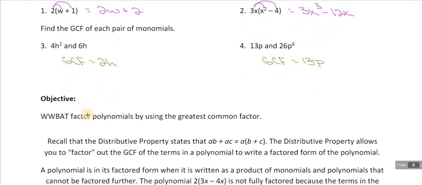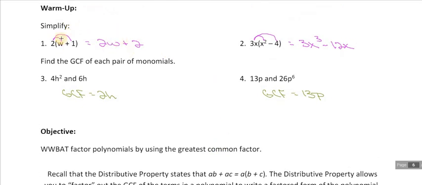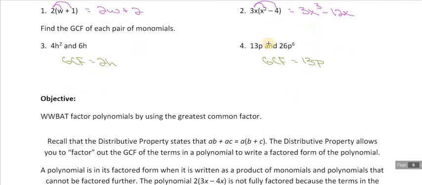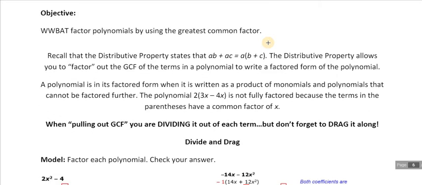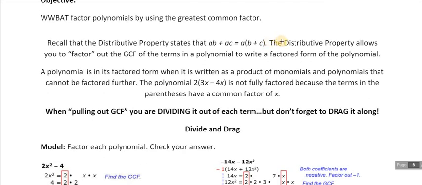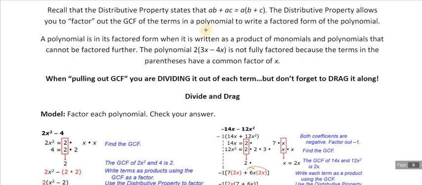So our goal for today is to be able to factor polynomials by using the greatest common factor. So we're going to undo this multiplication that we just did in 1 and 2 of the warm-up. Okay, so we're undoing distribution. And we can check our work by distributing. So once we identify what our GCF is, we're going to factor it out or pull it out. And the process of pulling it out is dividing it out. So once we identify the GCF, we're going to divide it out of each term and drag it along. So we're going to divide and drag.